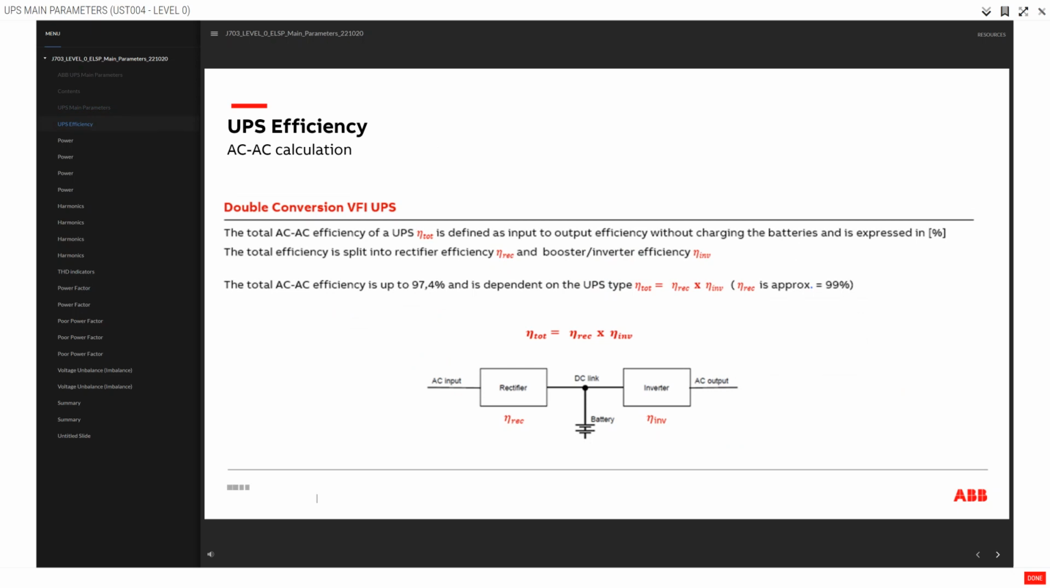UPS efficiency. AC to AC calculation. The total AC-AC efficiency of a UPS is defined as input to output efficiency without charging the batteries and is expressed in %. The total efficiency is split into rectifier efficiency and booster/inverter efficiency. The total AC-AC efficiency is up to 97.4% and is dependent on the UPS type.